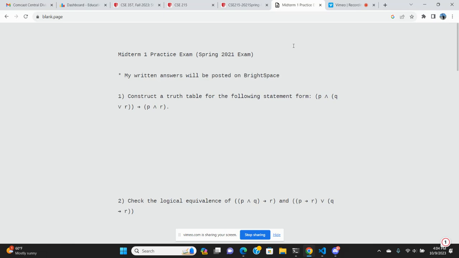As you all know, the midterm will be on Wednesday, I believe, the 11th. So, for practice material, I'm going to be going over solving the midterm one practice exam live on video. Generally speaking, from my past experience in the course, the past practice exams are very good indicators of what you can expect on the midterm.